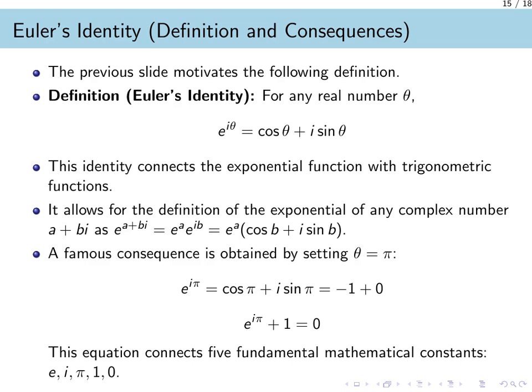A famous and beautiful consequence arises when we evaluate this identity for theta equals pi. We find that e to the power of i times pi is equal to the cosine of pi plus i times the sine of pi. This evaluates to -1 plus i times 0, or simply -1. Rearranging this gives the equation e to the i pi plus 1 equals 0, a single, profound statement that connects the 5 most important constants in mathematics.